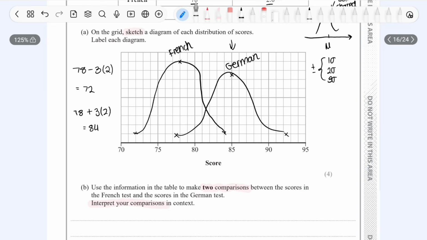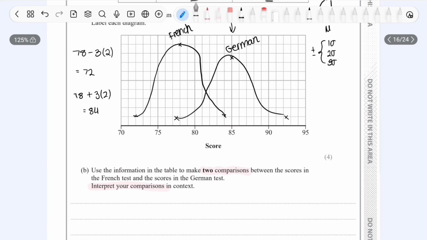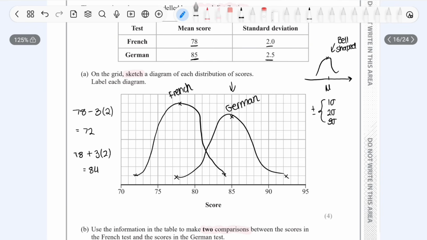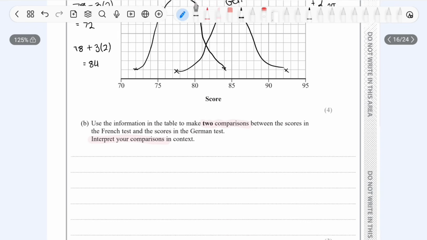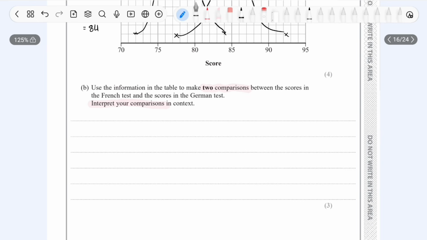Now the mean generally indicates that the German test had a higher average score than the French, and its higher standard deviation suggests that it's more spread out. That's basically the answer. I'll write that down now.